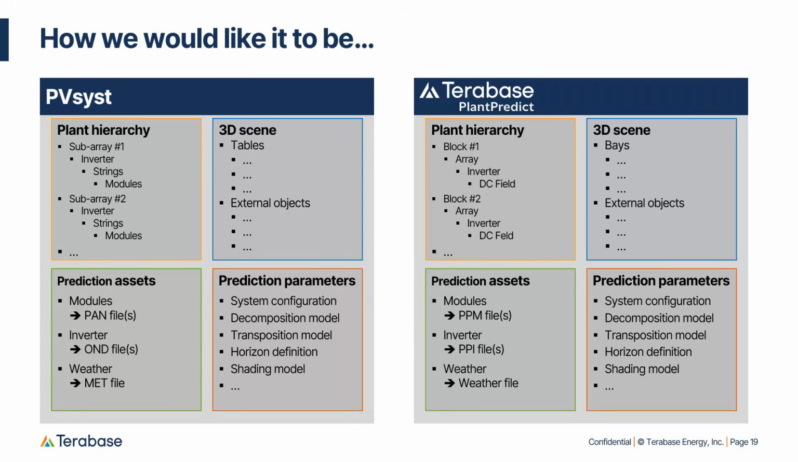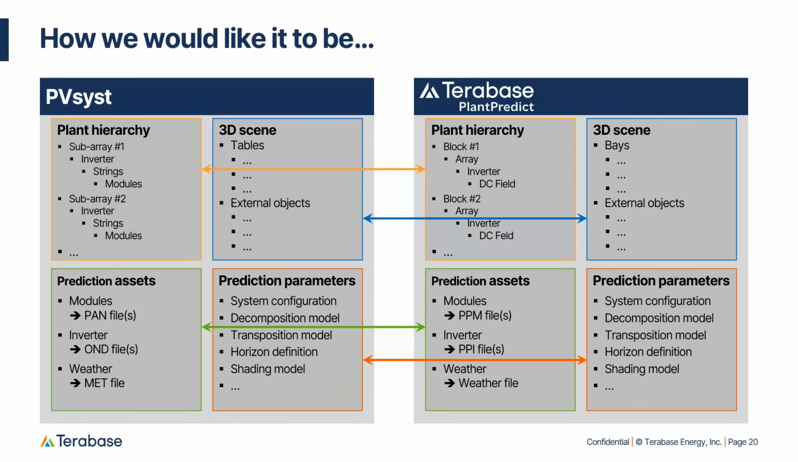You have the PAN file for modules on the PVsyst side. You have the PPM file on PlantPredict for the module file, and these would have exactly the same properties, and it would be easy to make this nice one-to-one relationship. You take one field, you just carry it over, and that's done, and everything goes directly.